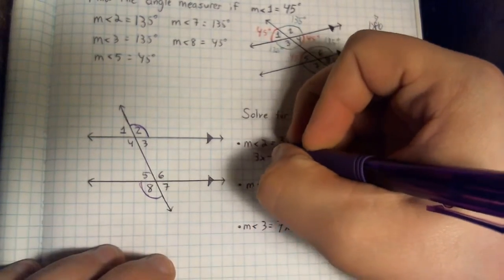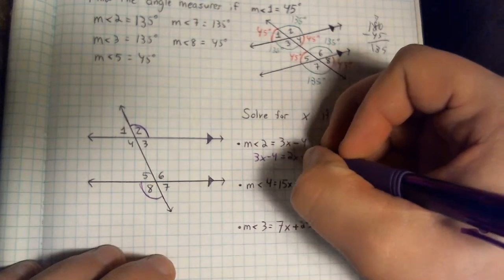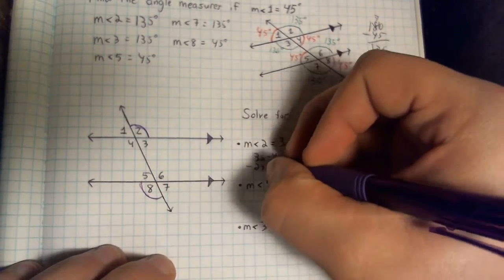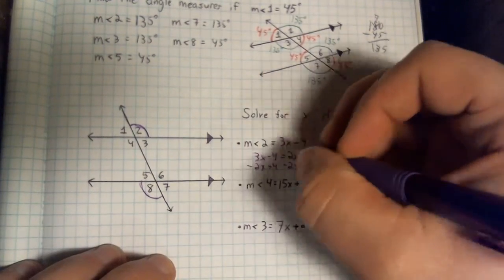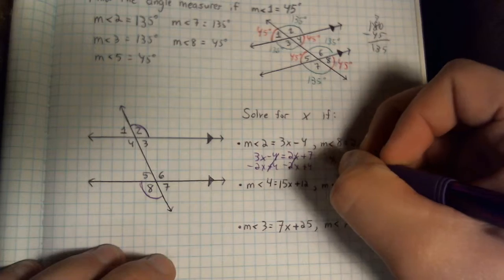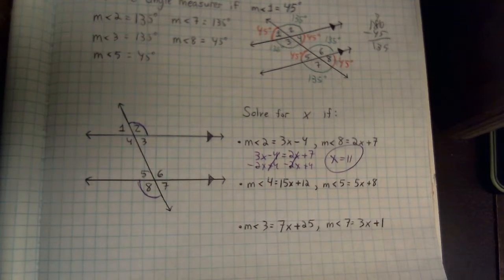So 3x minus 4 equals 2x plus 7. I'm going to subtract 2x from both sides. I'm going to add 4 to both sides. That eliminates these pieces, and that leaves me with x equaling 11. Super easy once we realize that they're congruent angles. Let's take a look at the next problem.